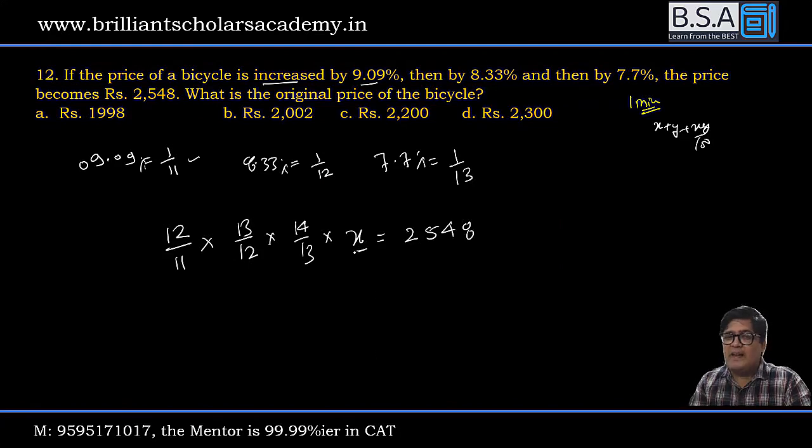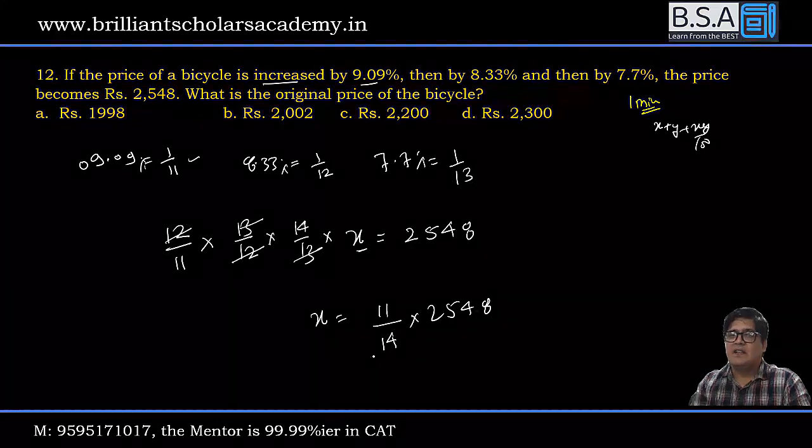X is the original price, then increase 3 times. Final price is 2548. So do you see, easily you can cancel 12 and 13? So what is x now? 11 will go above and this 14 will come below, into 2548. Cancel, your answer is ready. So if I cancel, this is cancelled.